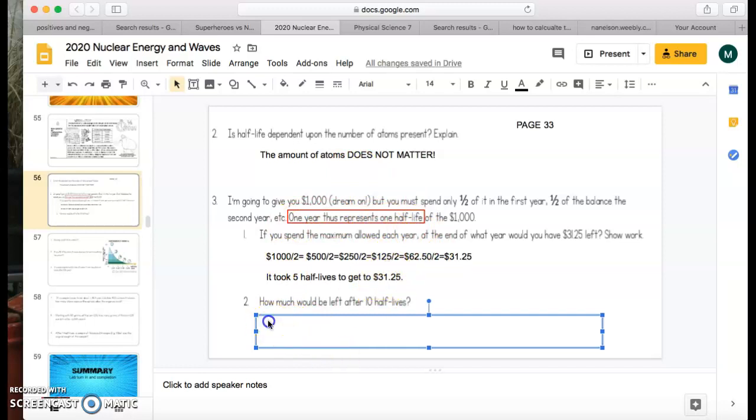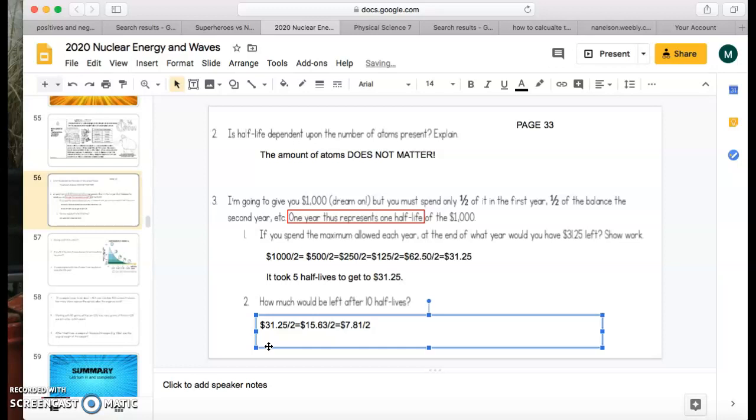So that means we're going to take this $31 and we're going to go through 5 more half-lives. Why? Because this is already 5, and 5 plus 5 equals 10. So 31.25, we're going to divide that by half. So this will be year 6. The end of year 6, we could have only spent $15.63. Well, we got to go to 7 half-lives. We're going to divide that in half again. Now we only have $7.81. We got to go to 10 half-lives, so now we're going to divide in half again.